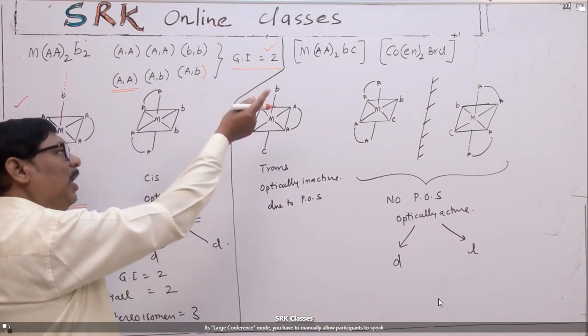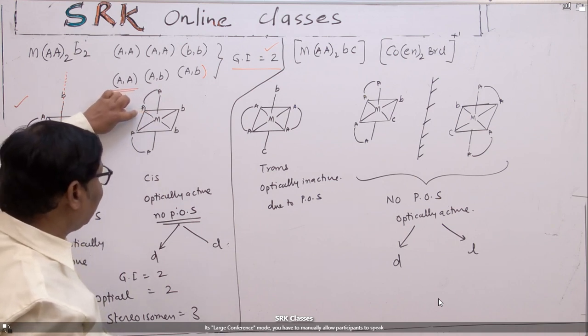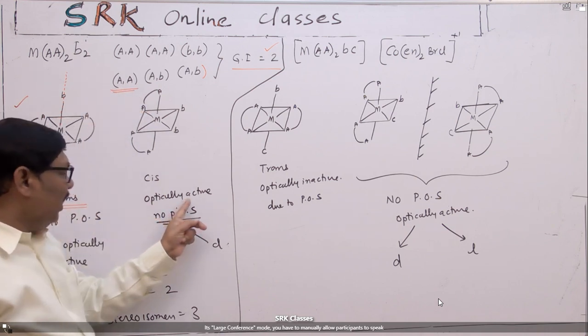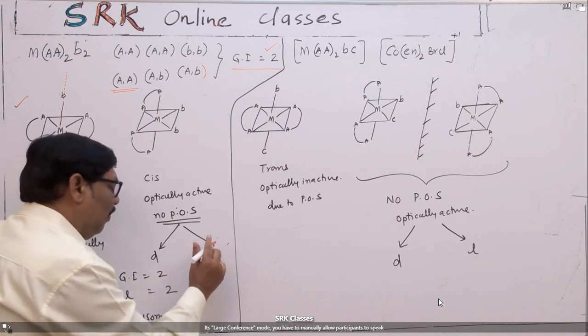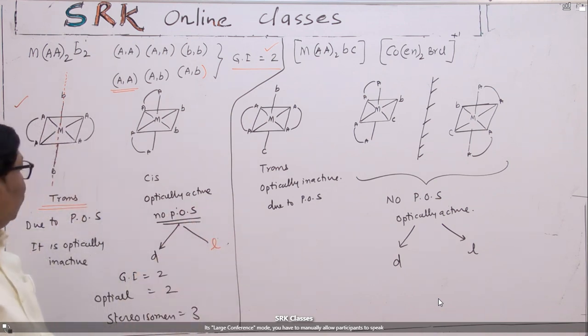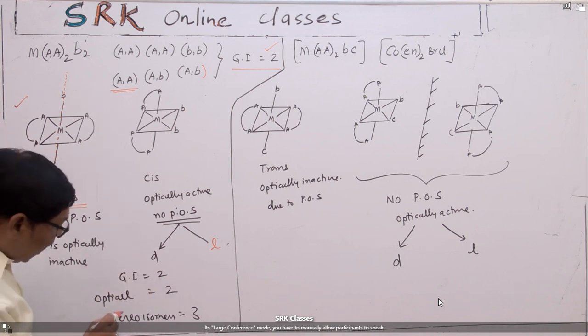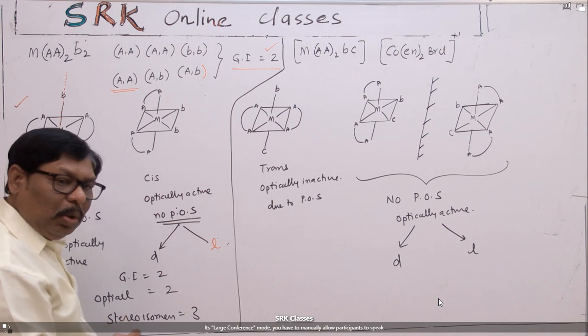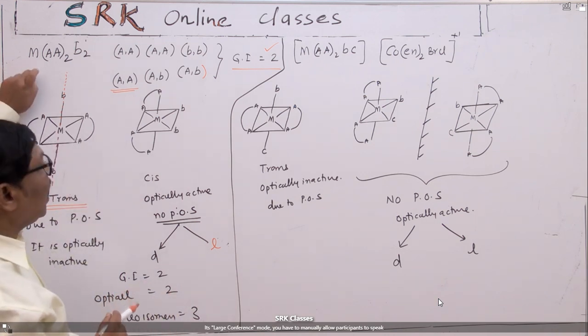Now, it has its mirror image that will be non-superimposed mirror images. Therefore, this compound is an optically active compound. If it is an optically active compound, two optical isomers are possible. One is D, second one is L compound. So therefore, the number of geometrical isomers is 2. Number of optical isomers is 2. Total number of stereoisomers is 3. So that's about the third example.